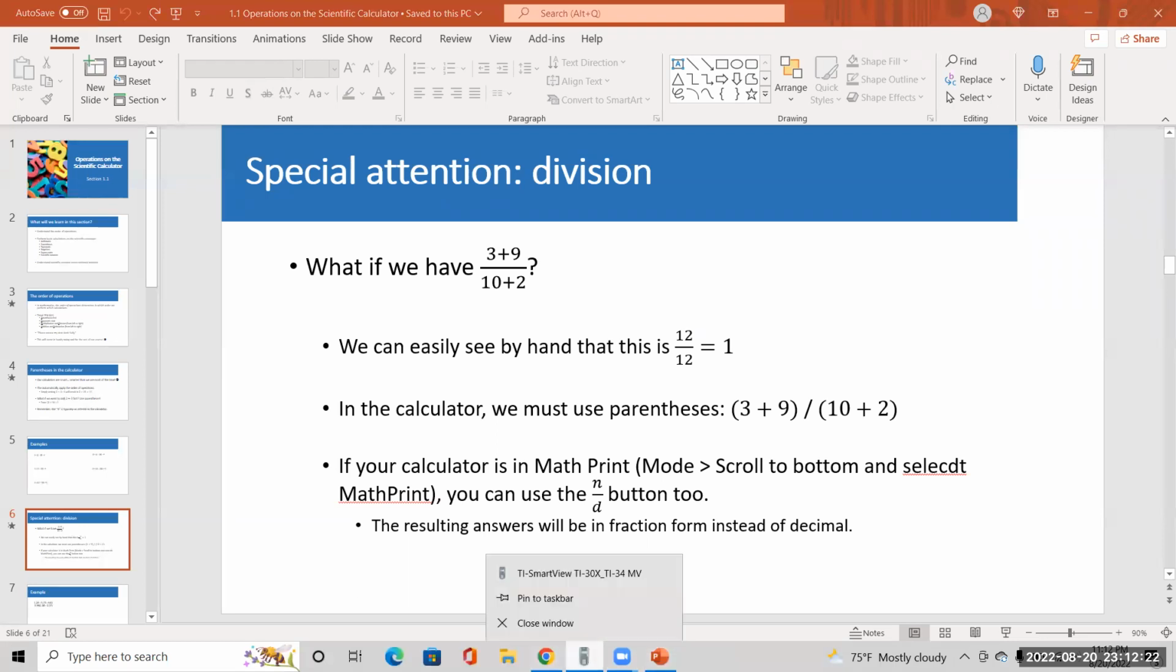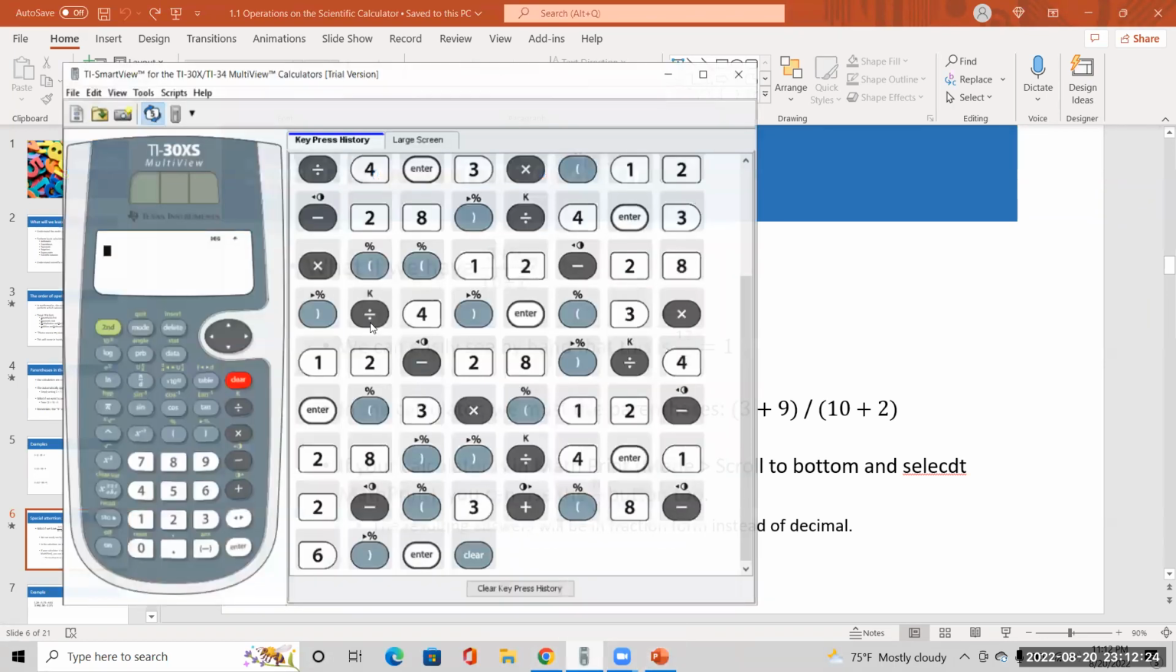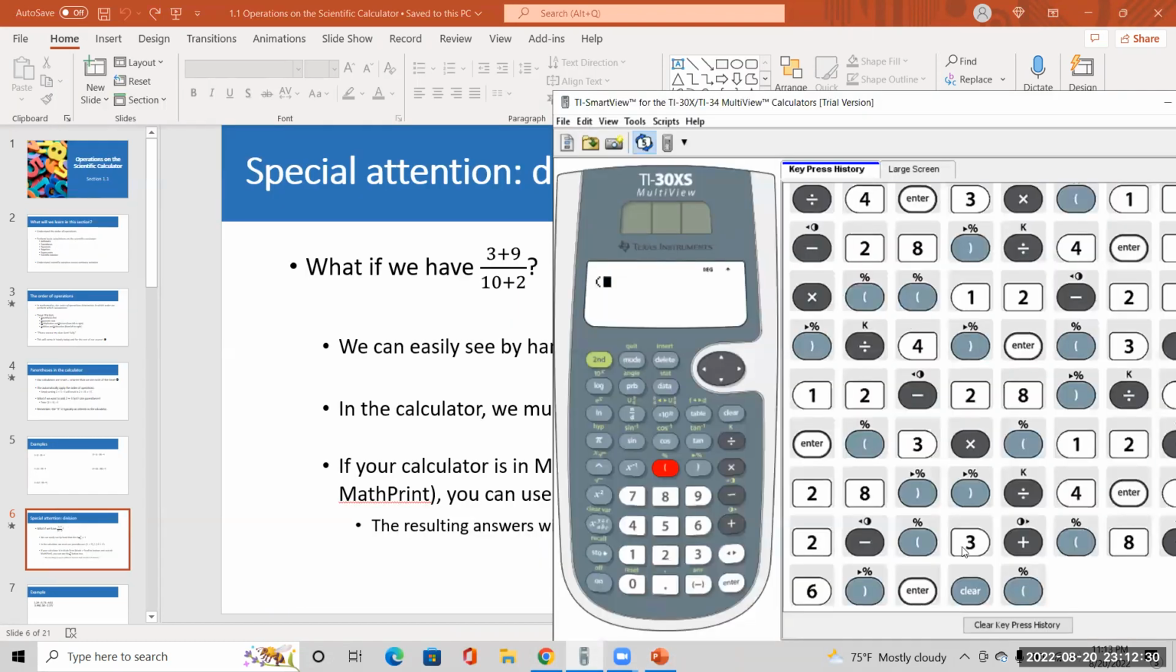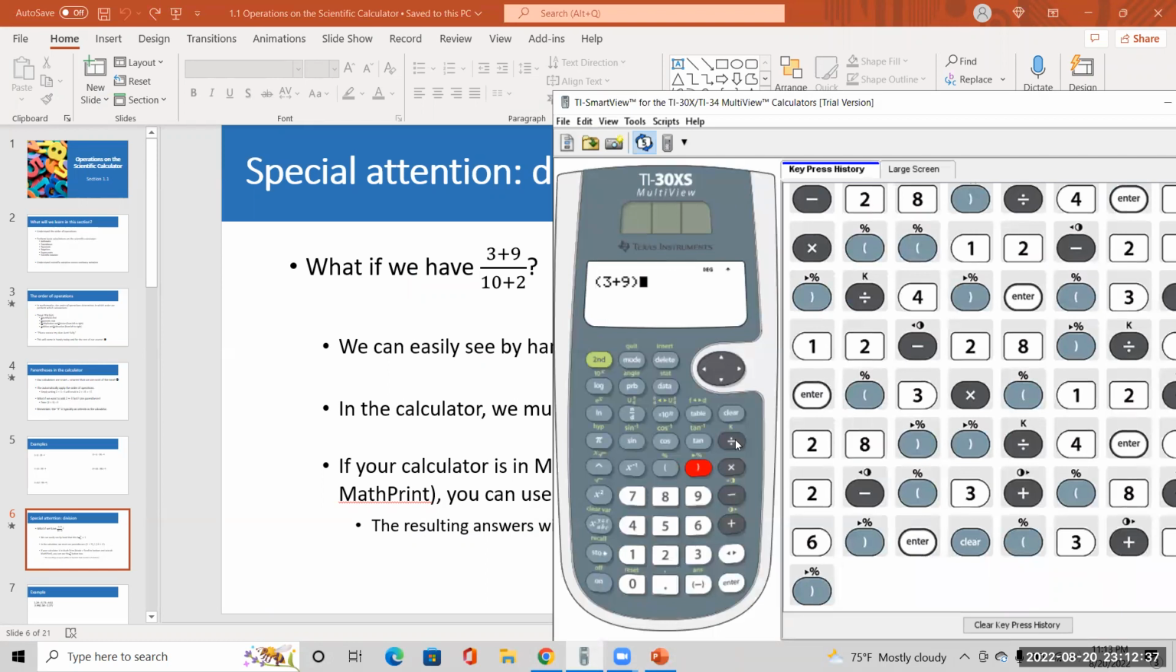So in our calculator, we can say, okay, we want parentheses 3 plus 9, and then divide it by parentheses 10 plus 2. Close the parentheses.